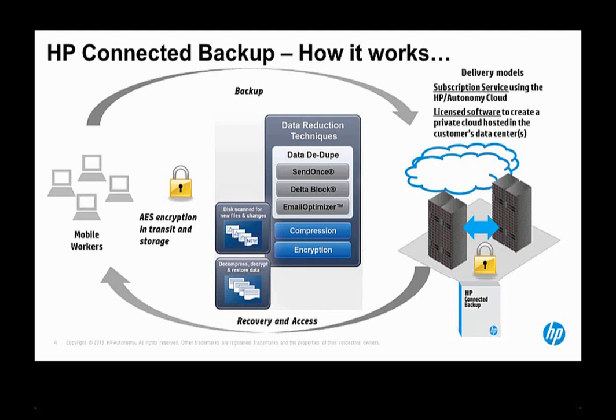We are using redundant vaulting sites with our subscription service. So the agent will send the data to one of our vaulting sites, and then over our bandwidth, we will replicate everything to a second geographically separated vaulting site. So you can kind of think of this as two clouds rather than one cloud.